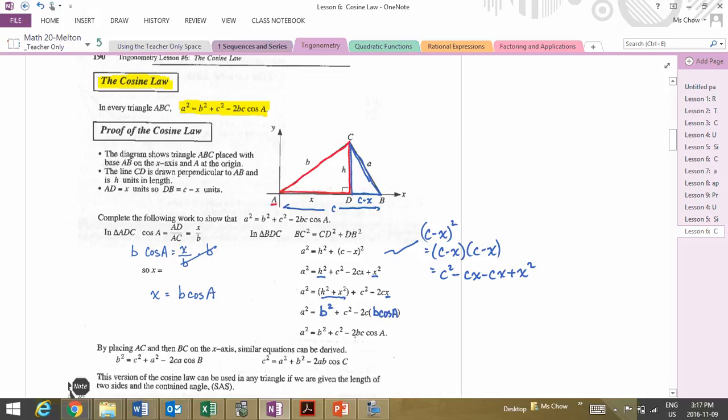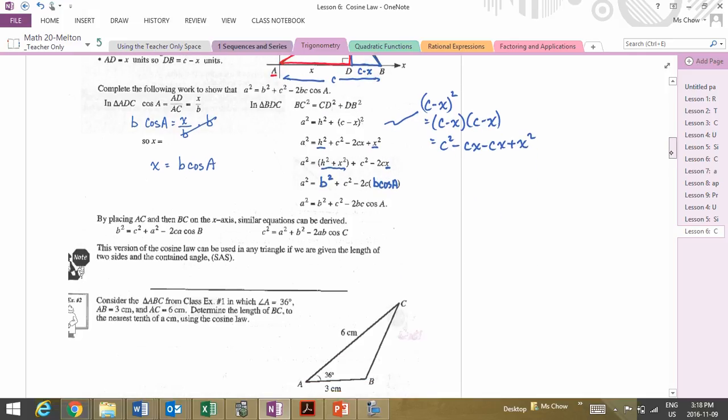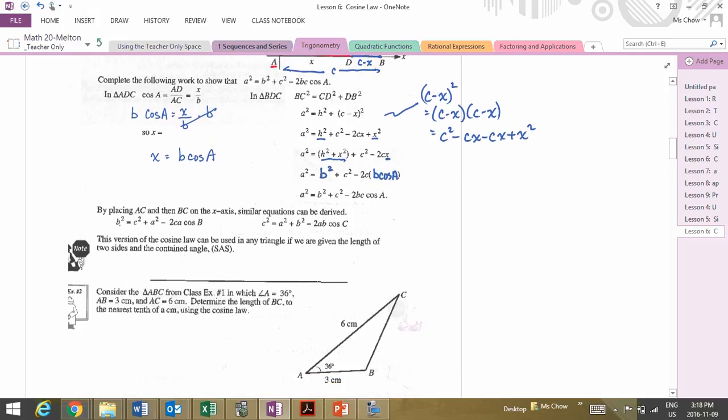And so with just a little bit of rearranging with alphabetical order, we have the cosine law: a squared equals b squared plus c squared minus 2bc cosine of A. And there are some other slight variations on that. By rearranging that triangle, we can also say b squared is equal to c squared plus a squared minus 2ca, or 2ac cosine of B.